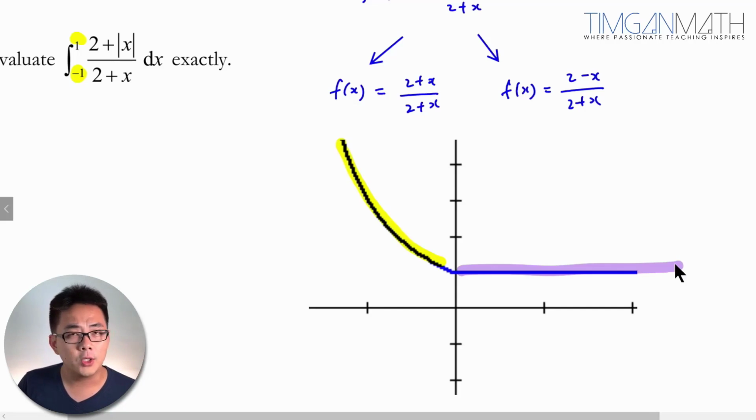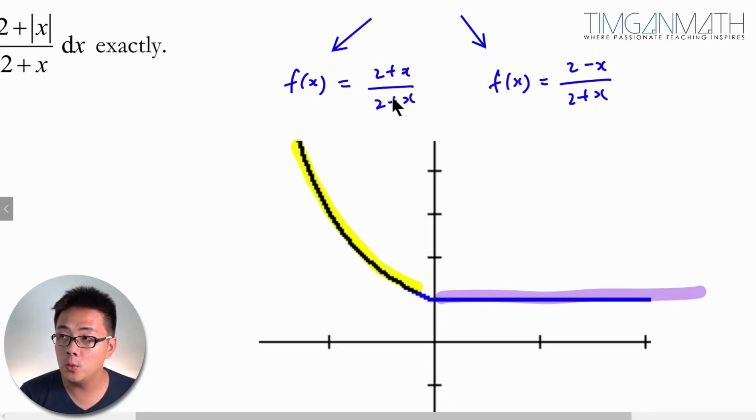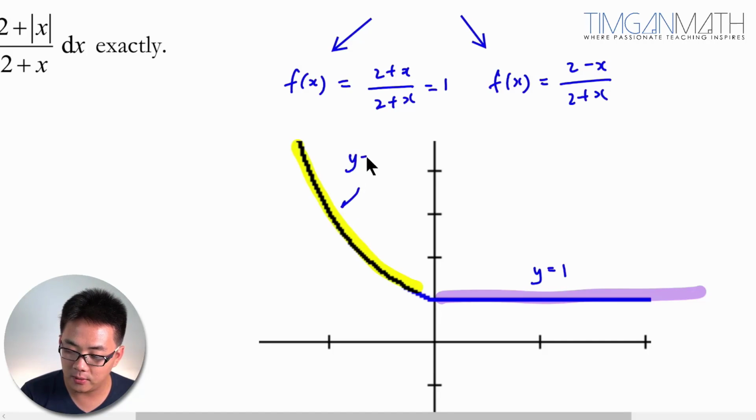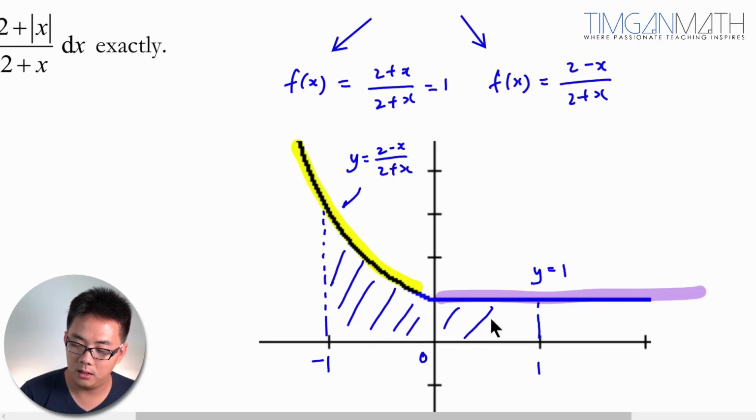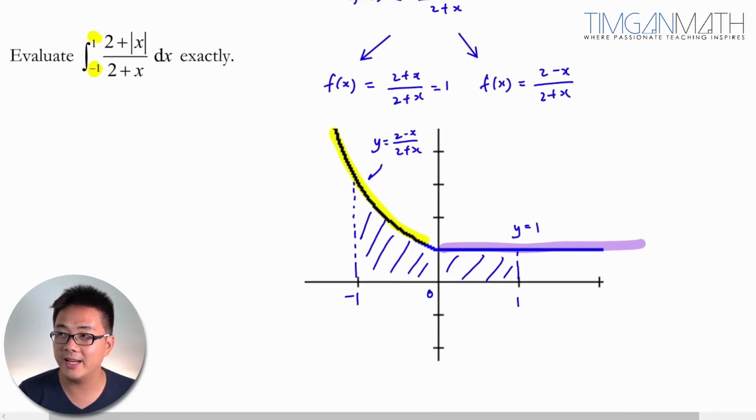Now the question is, which will take which? Will it take this or this, right? That is the question that you need to ask. It doesn't take long for you to see 2 plus x over 2 plus x is actually just 1. So it's not surprising that this is y equals 1, right? Then this would actually take the equation of y equals 2 minus x over 2 plus x. That's it. So in other words, if you are sketching this curve, this is -1, 0, and this is 1, you are looking for this area here.